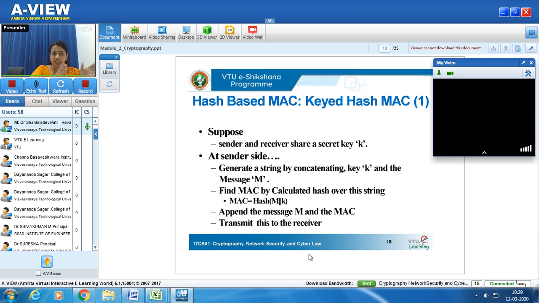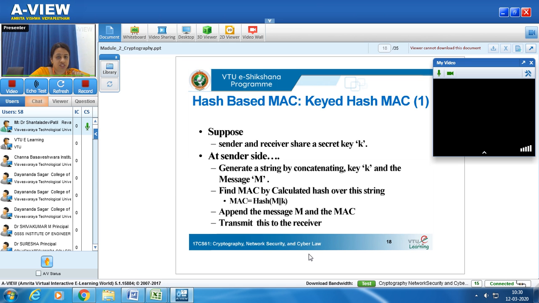At the sender side, let's see what happens. We generate a string by concatenating K and the message. That is, a key and the message are concatenated in order to generate a string. Here we have represented M as the message and K as the key, both of which are concatenated. The second step is to find the MAC by calculating a hash over this particular string.